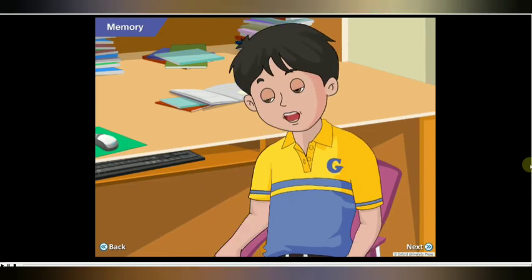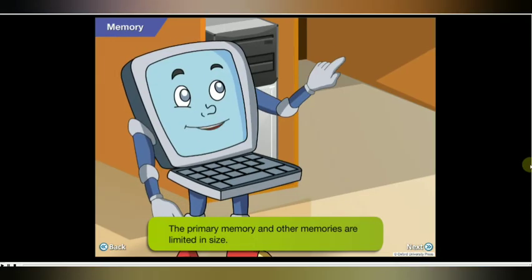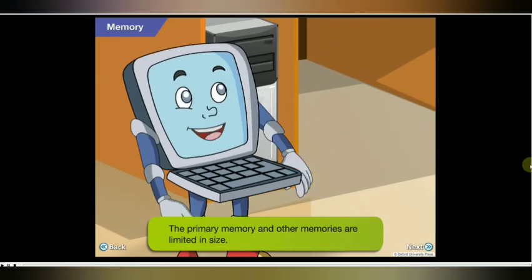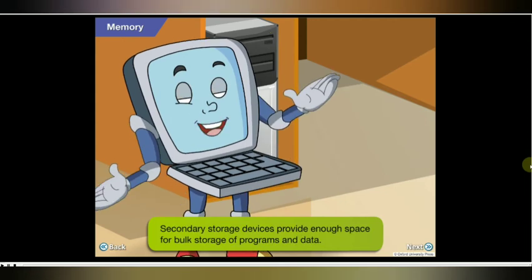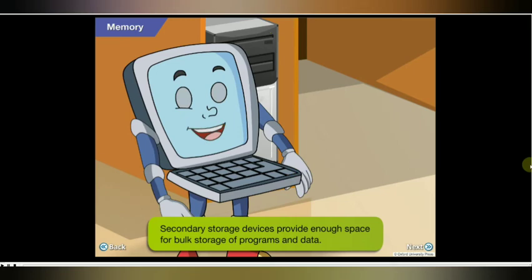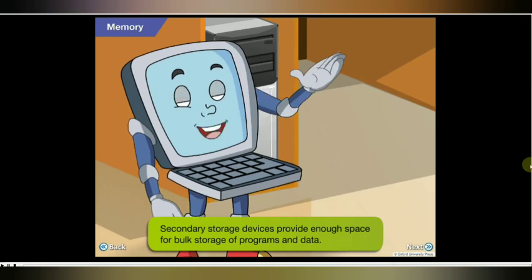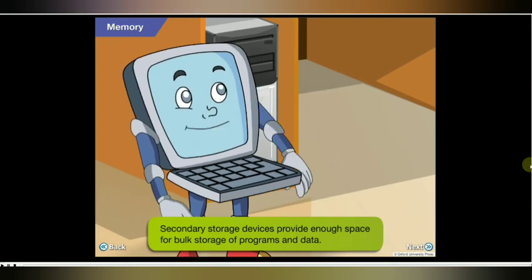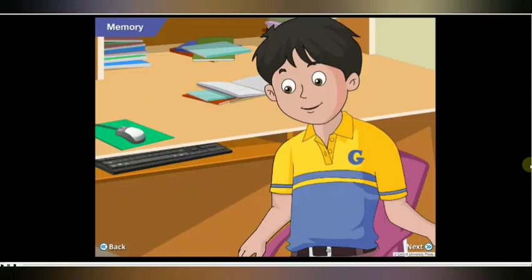But why do we need it, Toggle, when there are other kinds also? Goggle, the primary memory and other memories are limited in size, while secondary storage devices provide enough space for bulk storage of programs and data. That is why secondary storage is necessary in computers.